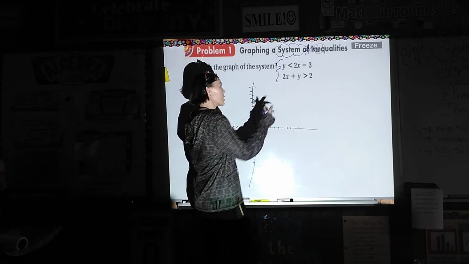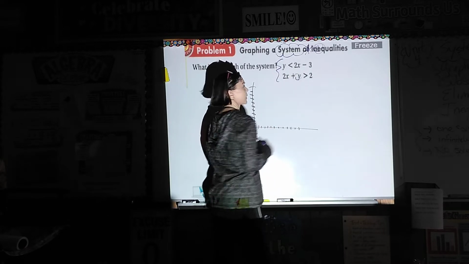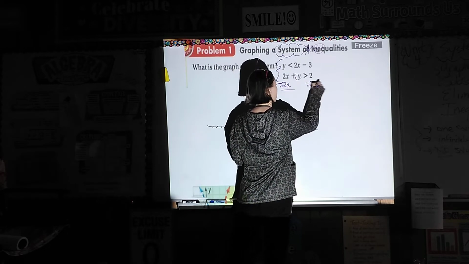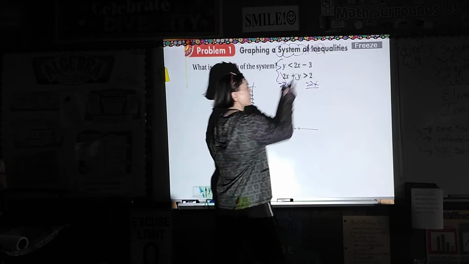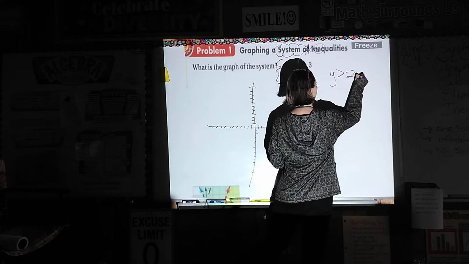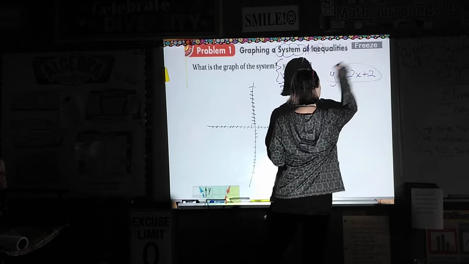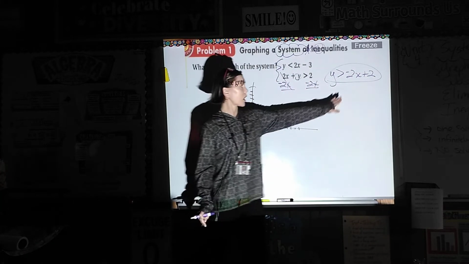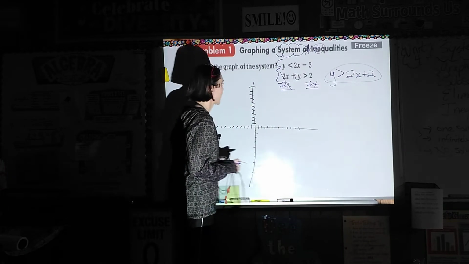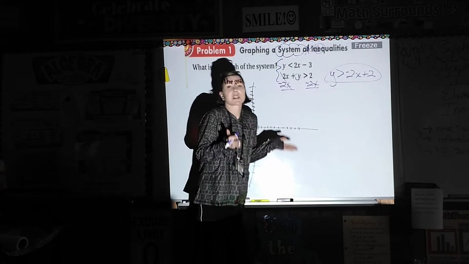Here we go. Start with the y. We have to move the 2x to the other side, so subtract 2x from both sides. Those cancel and you get y is greater than negative 2x plus 2. So that's our second inequality that we will be graphing and shading. Fabulous. Same steps.